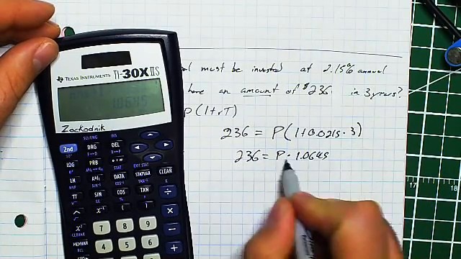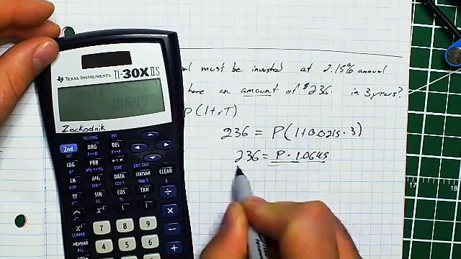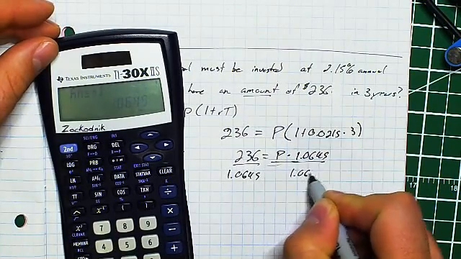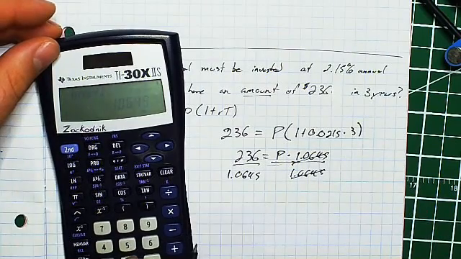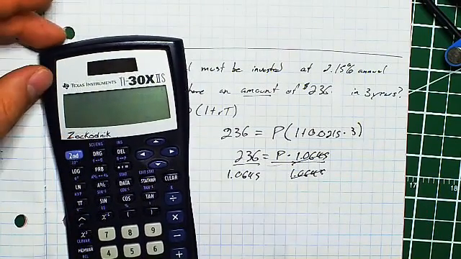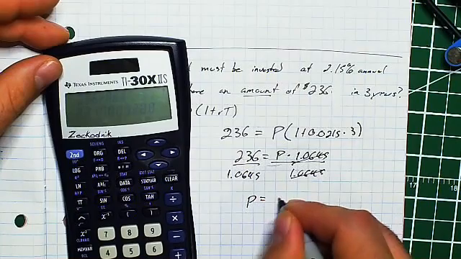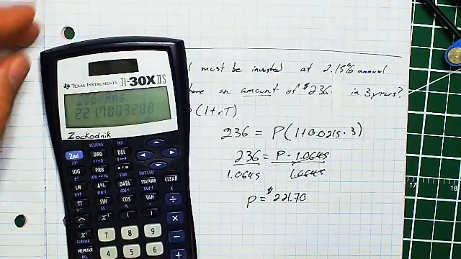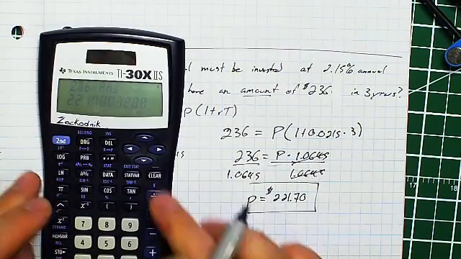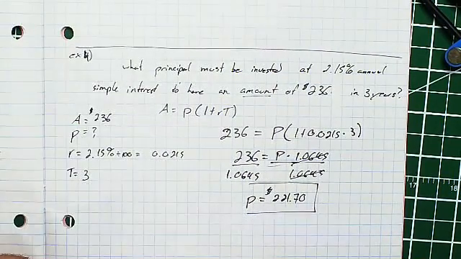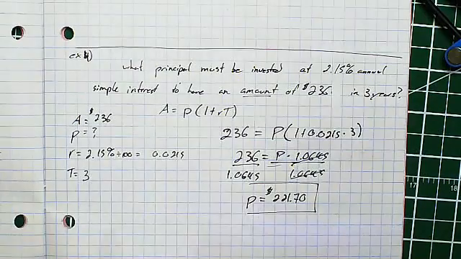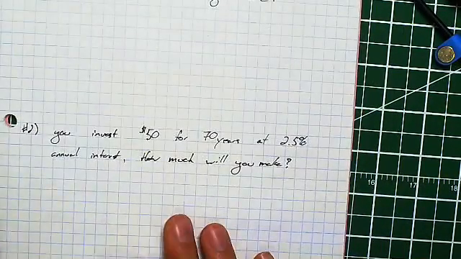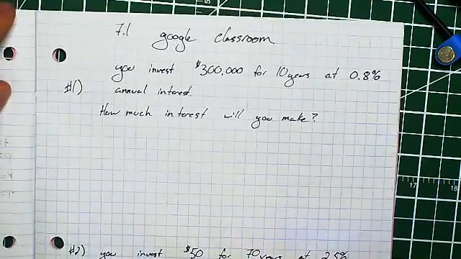So 236 equals P times 1.0645. We're trying to get our principal by itself, so we're going to divide both sides by 1.0645 to cancel out. 236 divided by that means our principal investment was $221 and a whopping 70 cents. And after 3 years, you made $15. So, big money.